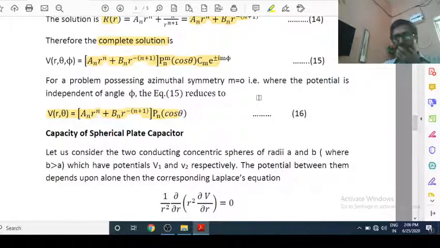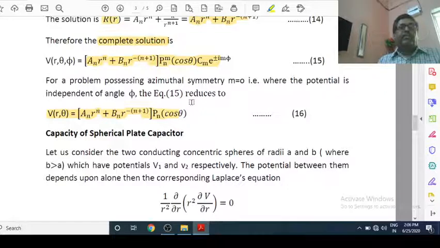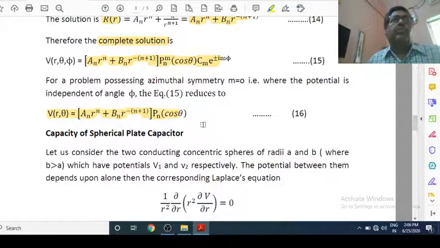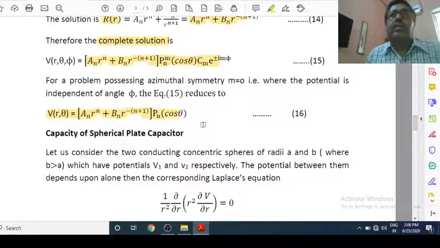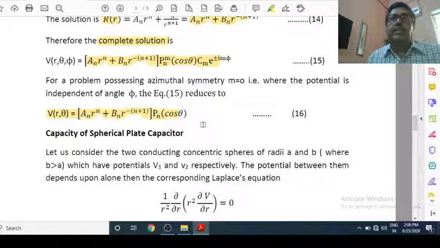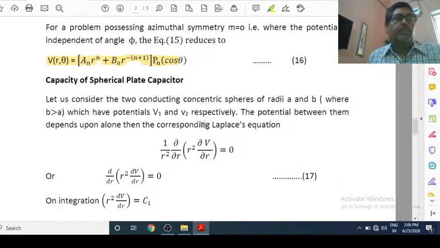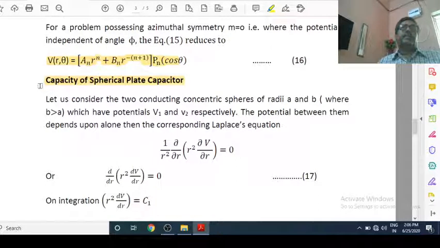Now, while we were discussing the answer of this question in the beginning of the video, I told you that the tail part will be discussed here. And what is the tail part? Find the capacity of a spherical plate capacitor. So how to get the capacity of a spherical plate capacitor?